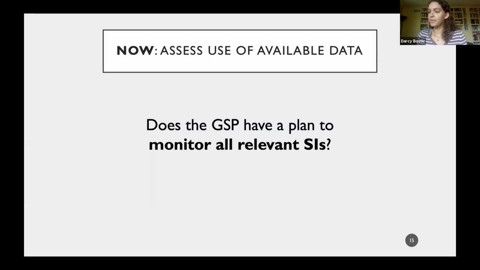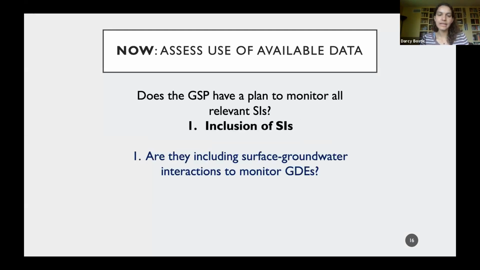And so now I'll go into a bit more detail about more specific questions that you can ask. They're separated again by those different time slots. So first is now, assess use of available data. And really the main question I thought of was, does the GSP have a plan to monitor all relevant sustainability indicators? And this has two components to it. The first is, is the GSP recognizing all of their beneficial uses and users of groundwater? And are they using that to inform what sustainability indicators they have decided to monitor for?